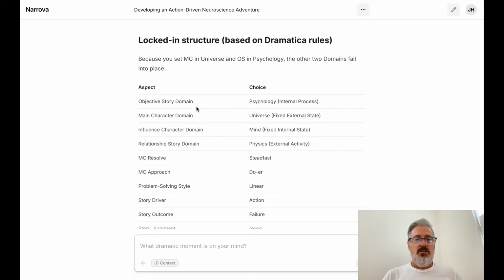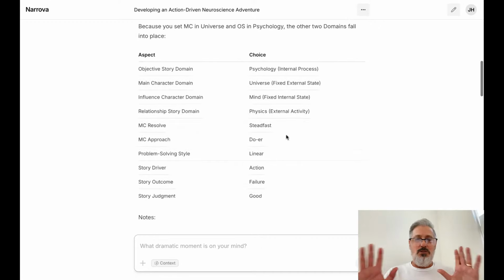Because the objective story domain is in psychology, the balancing part of that for the relationship story domain would be physics. So if you have it in psychology, then the balance would be in physics. So it's doing it for you. So no more of this, I don't have to get emails anymore or people saying Muse doesn't work. It's telling me you can do these things that Dramatica can't do. That's no longer a problem.